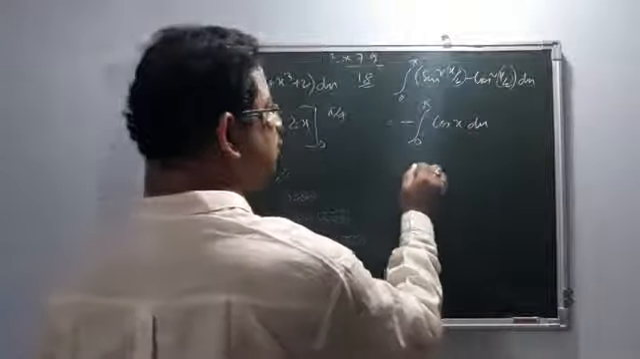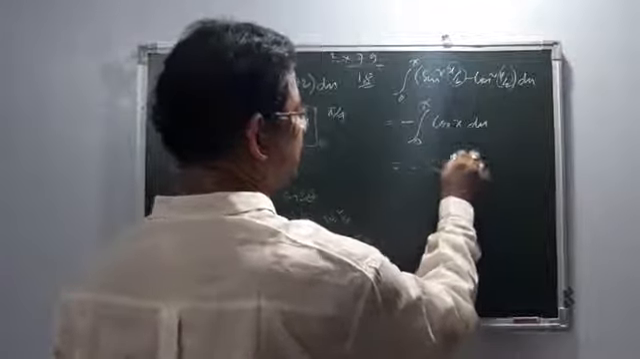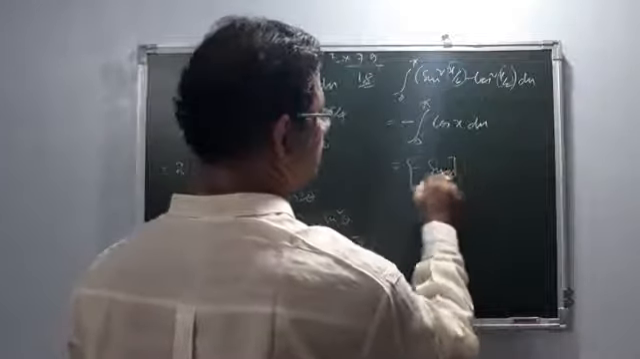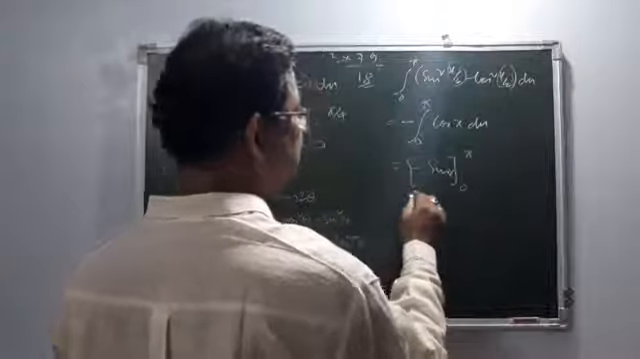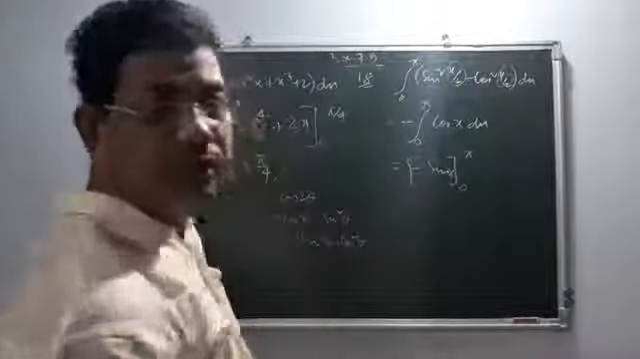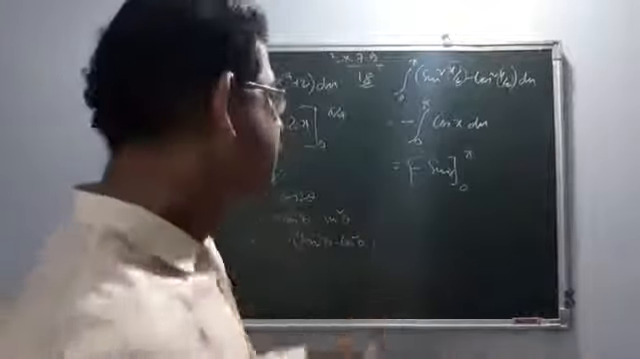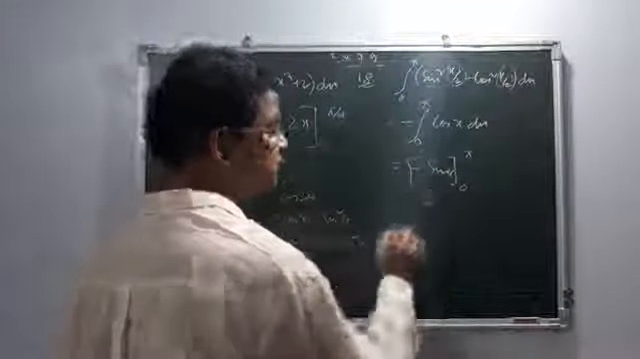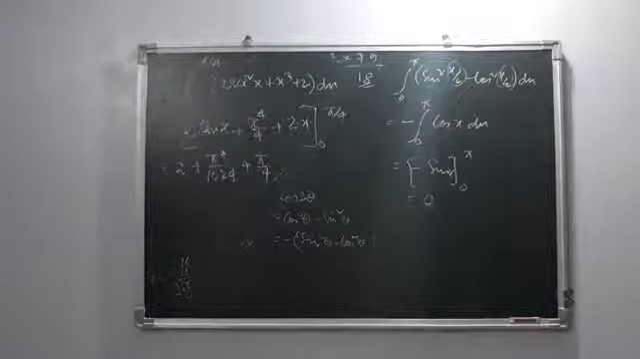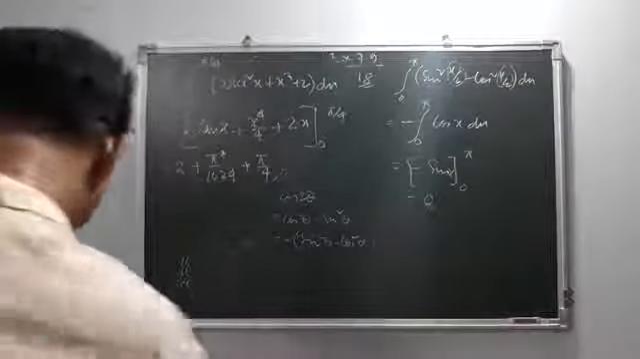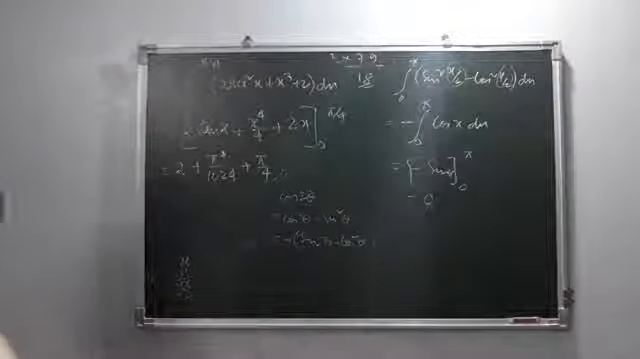Now integration of cos x is sin x. It is from 0 to pi. Pi is 180. Sin 180 is 0, and sin 0 is 0. So 0 minus 0 is 0 here. So with that it is finished. Now it is question number 19. So 19 we are going to do.